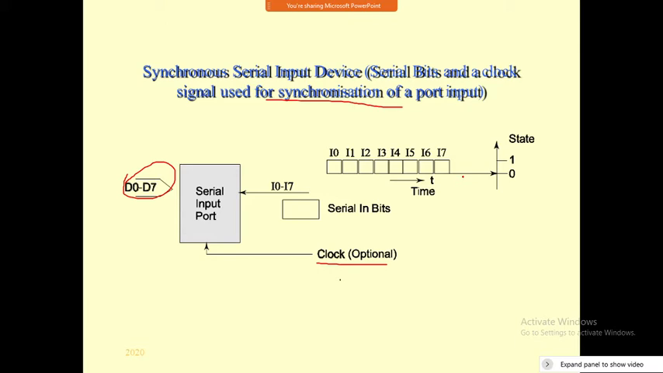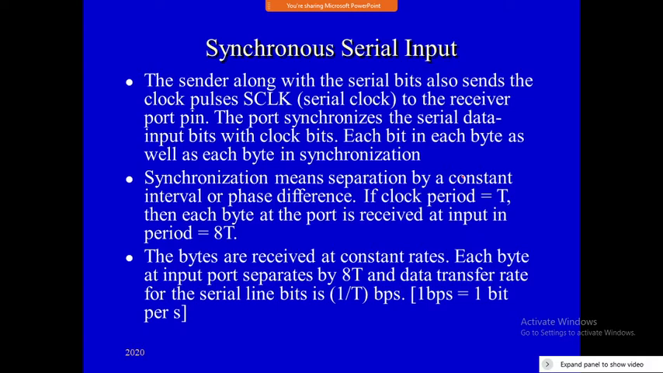Next is the synchronous serial input. How exactly does it work? The sender along with the serial bits also sends the clock pulses, that is SCLK, the serial clock, to the receiver port pin. The port synchronizes the serial data input bits with the clock bits. Each bit in a byte as well as each byte will be synchronized. It means the time interval between the bits as well as the bytes will be the same. That is the synchronization here.